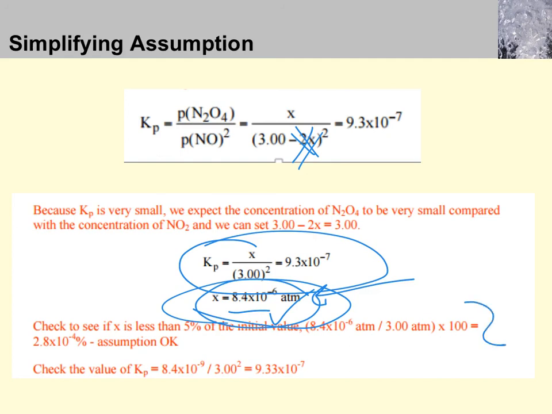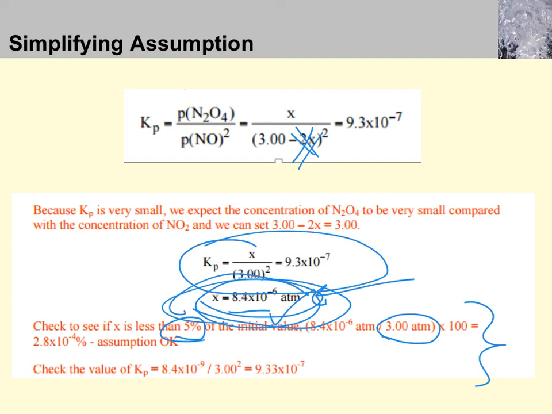Now, this is kind of an obscure rule, but again, I've seen the ACS final ask about it. So if you're ever in question of whether it's okay to neglect x, we use something called the 5% rule to tell whether or not it's okay. Basically, you take x as a percentage of the original concentration or pressure that you subtracted it from, and if that ratio is less than 5%, it's okay to neglect x.